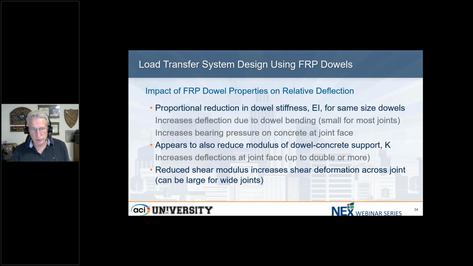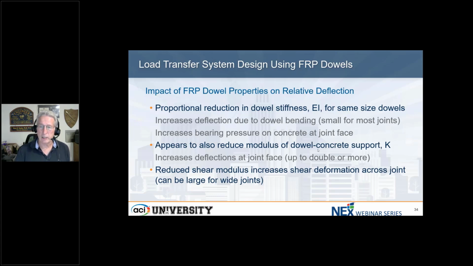For the elastic modulus, if we reduce the stiffness of the bar, E times I, the section modulus for the same size bars, we're going to have a 20%, 80% lower value for FRP than we do for steel. That means we're going to have higher deflections due to dowel bending. We're going to have increased bearing pressure on the concrete at the joint face.